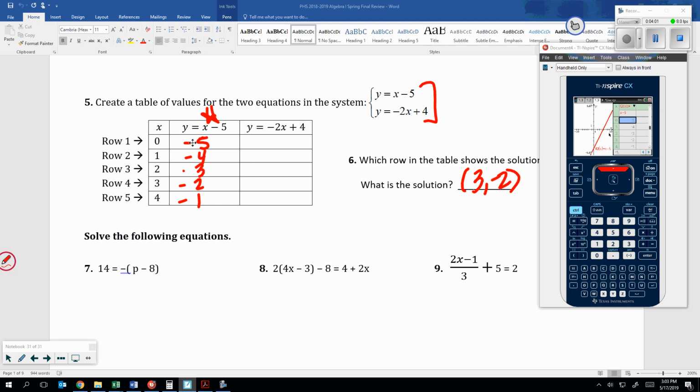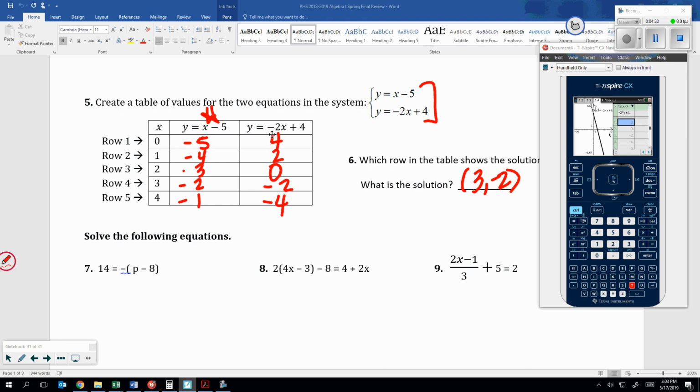Now, we want our second equation also, so we're going to go Control I again to our graph, and type in our second equation, which is -2x plus 4. Again, go to a table and fill in our table. When x is 0, y is 4. At 1, it's 2. At 2, it's 0. At 3, it's -2. And at 4, it's -4.